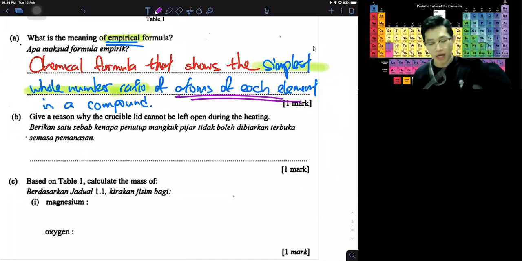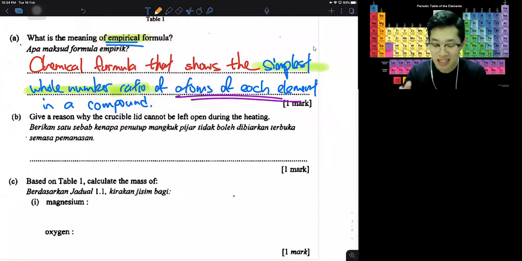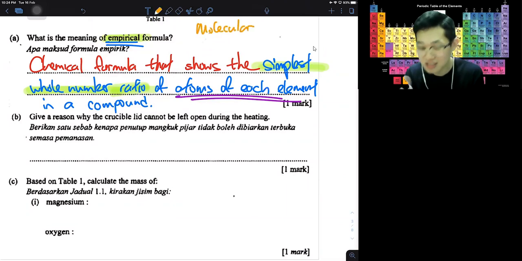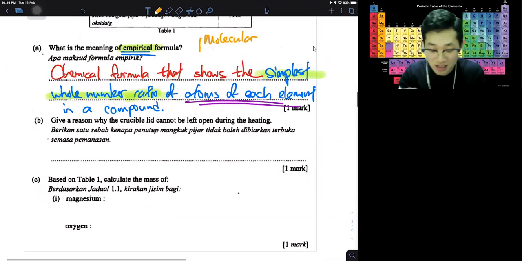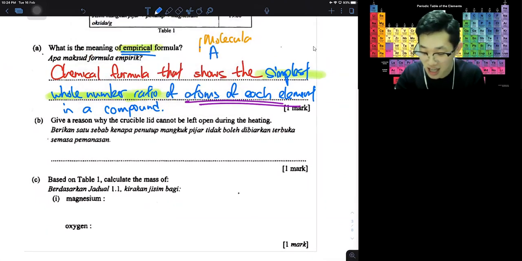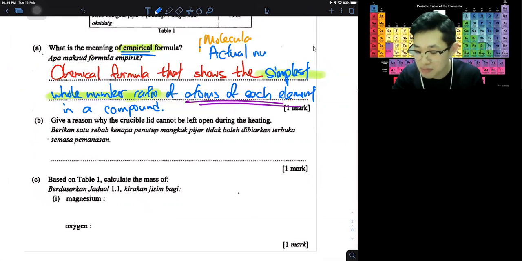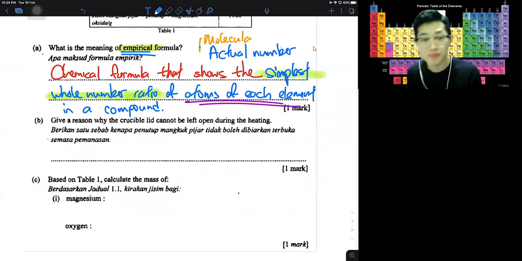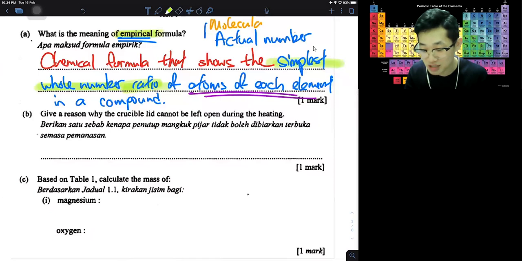Give a reason why. Oh, by the way, if they ask you chemical formula, if they ask you molecular formula, all you got to do is change the keyword to actual number. Actual number, yes, you change it to actual number. So I write it here.